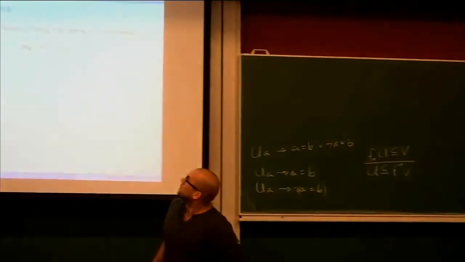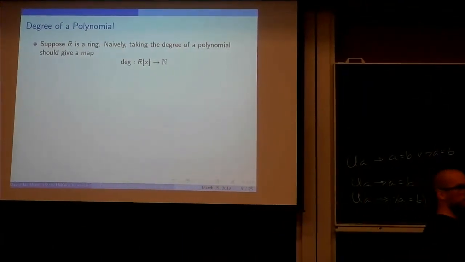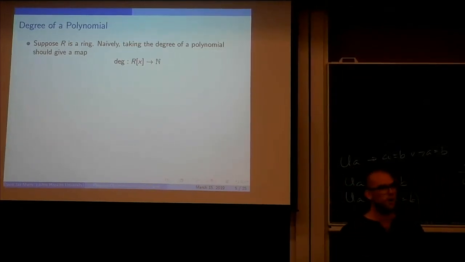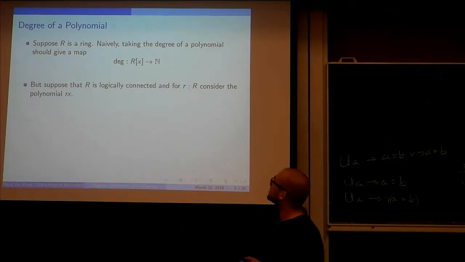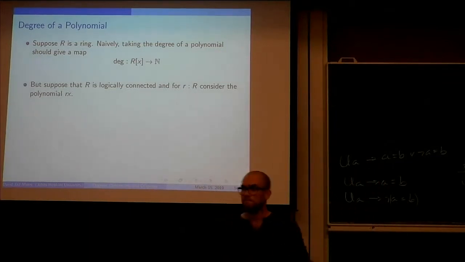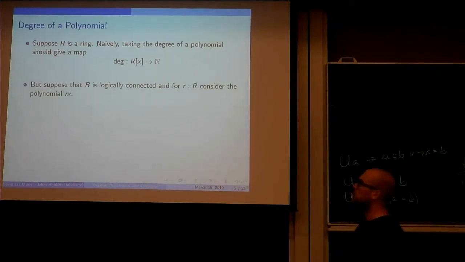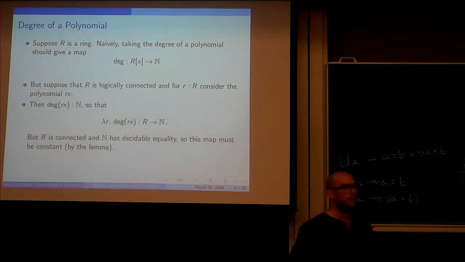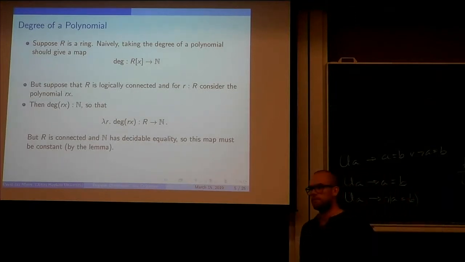So suppose R is a ring. Naively, we would think that taking the degree of a polynomial is a map from polynomials over R into the natural numbers. Now, suppose R is logically connected. If we have an element of R, we can form the polynomial Rx. And therefore, the degree of Rx is a natural number. So we can abstract R to get a function from R to the natural numbers.